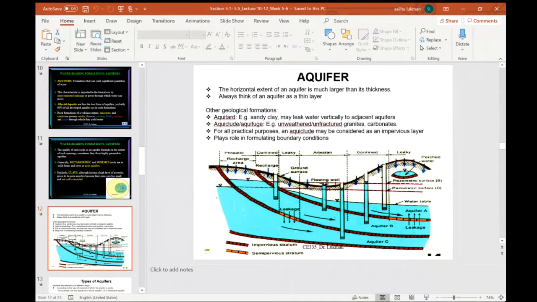Aquifer is one of the geological formations. Like I said, an aquifer is one that gives a good amount of water, while others that do not give a good amount of water have other names. The first here is the aquitard, e.g. sandy clay. It may leak water vertically to adjacent aquifers.